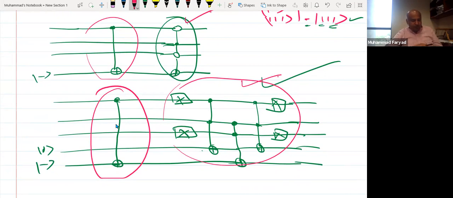So Asif, you're able to see why this circuit will work? Muneeb, you? Yes, sir. Okay, perfect. So any question from anybody else or anyone in the class?